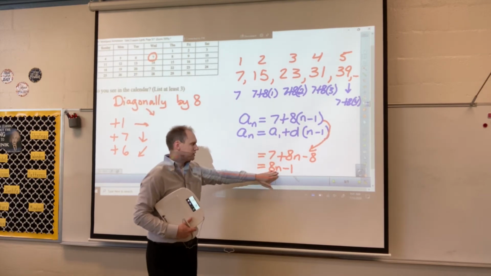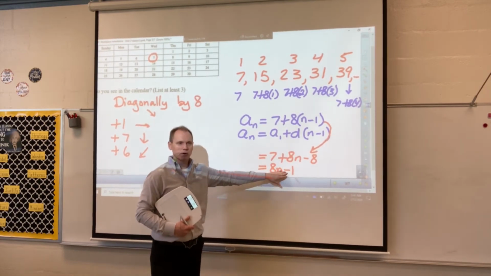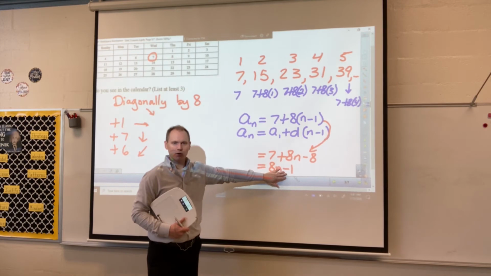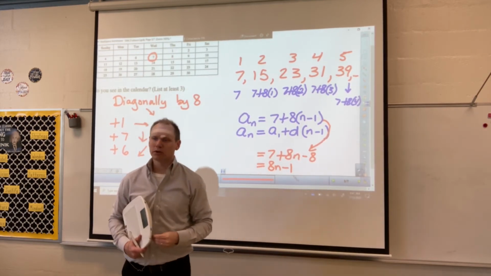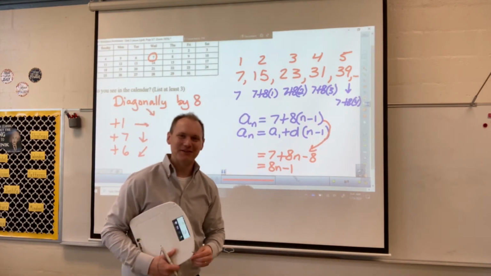And then this is what you'll see later on this year when we get into what we call linear functions. You'll see it more in this version where we have like slope and y-intercept. So we'll get to that maybe later this year.